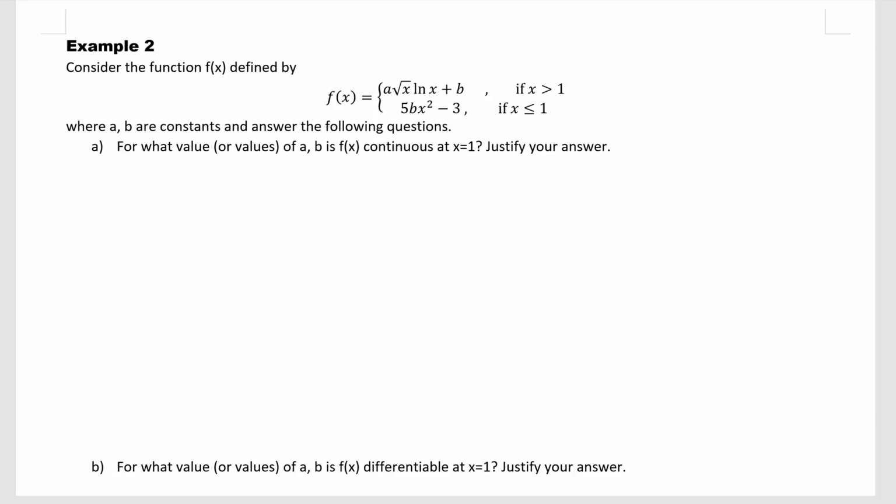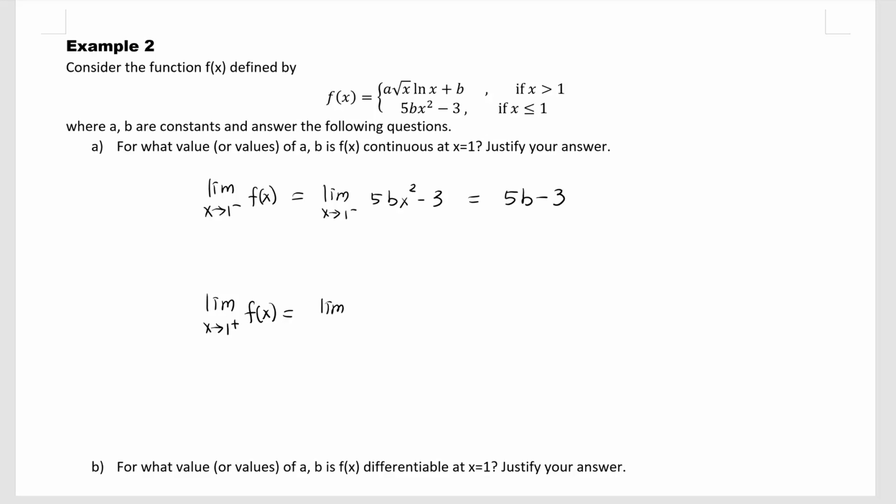Let's check our answer. So part A, continuous, we need to look at the left side limit and the right side limit. The left side limit is this guy, right? So we put it here. 5bx squared minus 3. We plug in x is 1. So we have 5b minus 3.